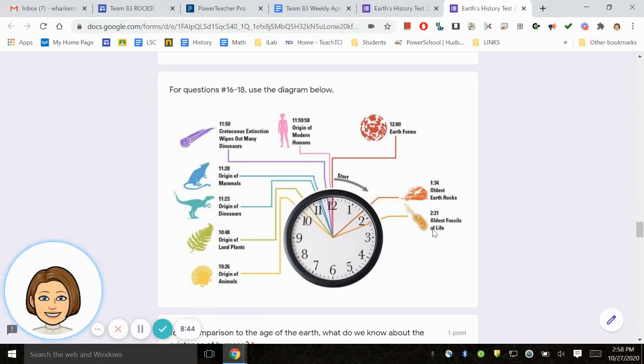At 2:21, oldest fossils of life. This is a picture of bacteria. A long time passes before we have the origin of animals. At 10:48, we have the origin of land plants. At 11:23, we have the origin of dinosaurs. 11:28 is the origin of mammals. At 11:50, there is an extinction that wipes out the many dinosaurs. And then at 11:59 and 58 seconds, we have the origin of modern humans.